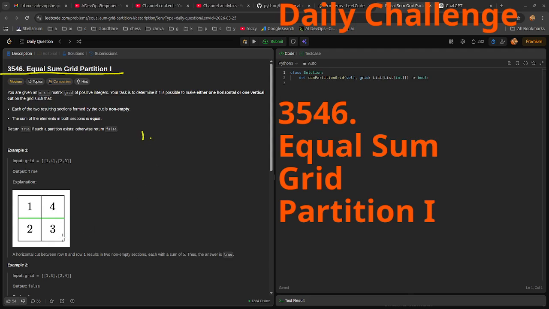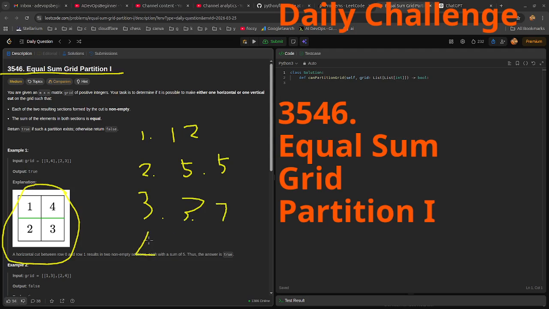First of all, we can easily get the summation of this whole grid, which is 12. And we can prepare two things. One is summation of each row, which is 5 and 5. And of course, we can also prepare summation of each column, which is 3 and 7.